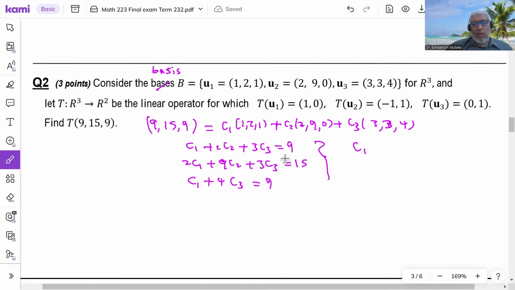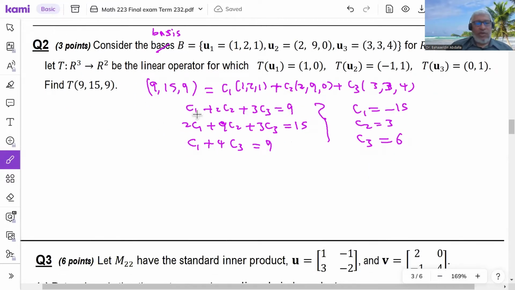Or by any method, and you will find that C1 is negative 15, C2 is 3, and C3 is 6. You can check your answer, even for the first component. Negative 15 times 1 plus 3 times 2, that's 6. Negative 15 plus 6 is negative 9, plus 18, 3 times 6. 18 minus 9 is 9. So the first component is correct.